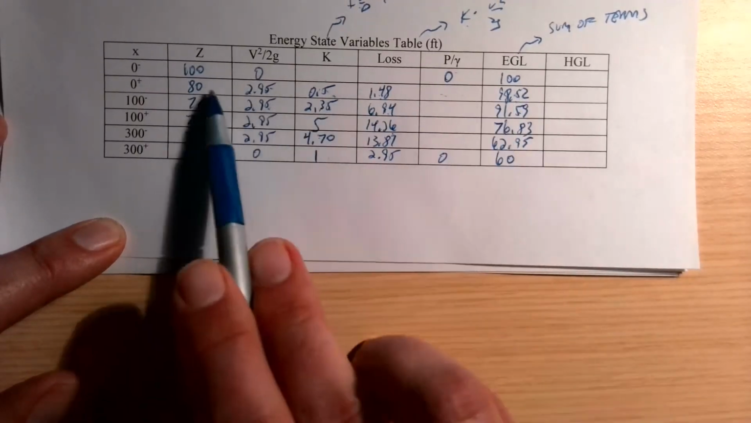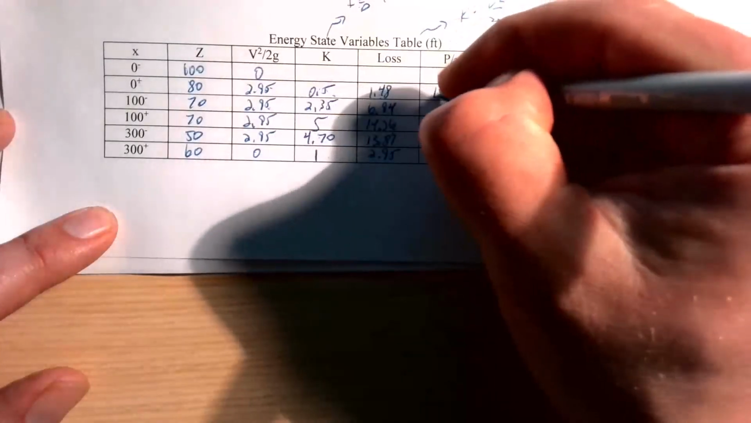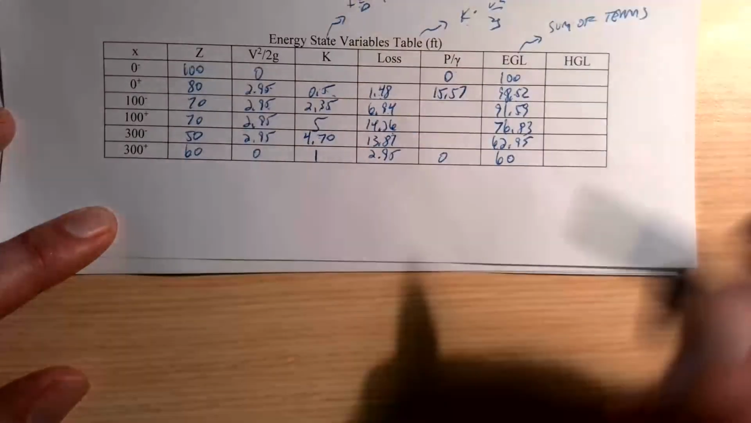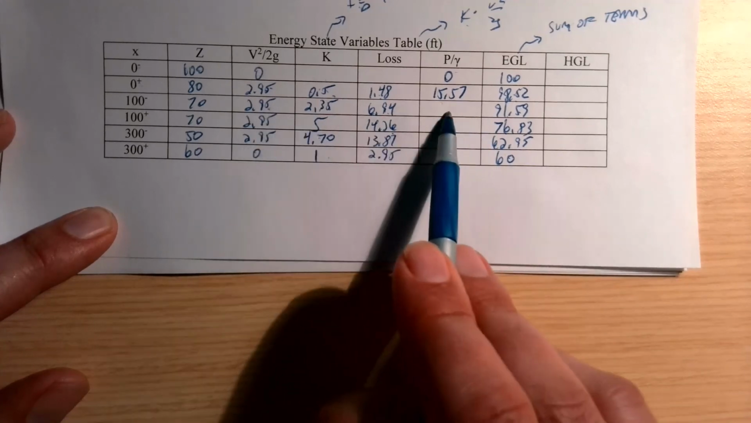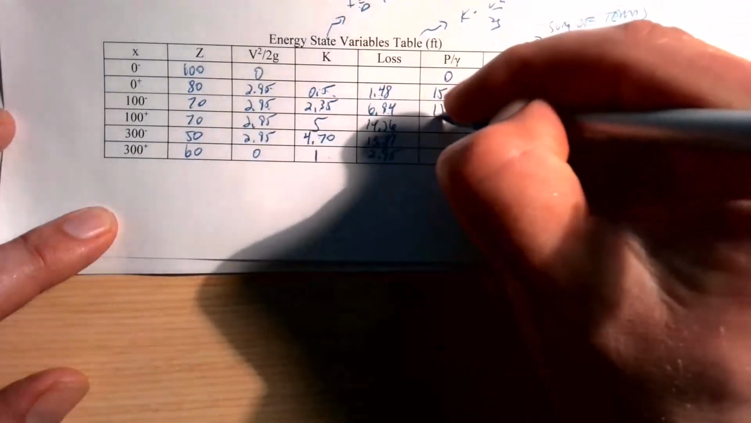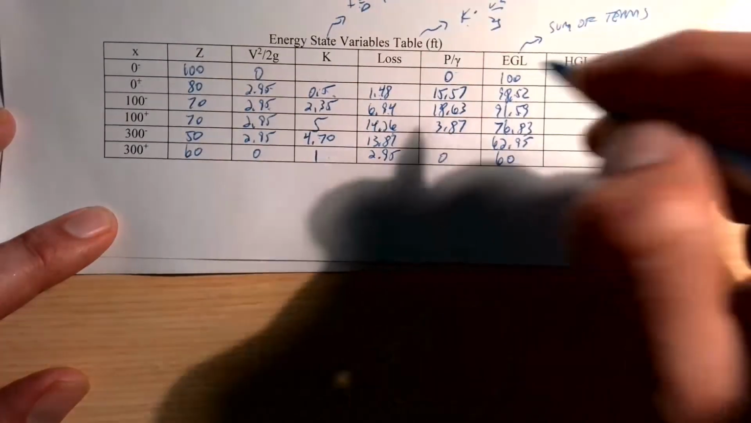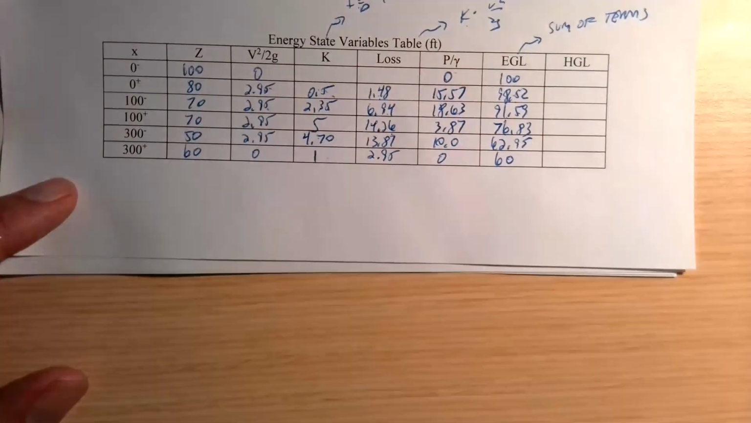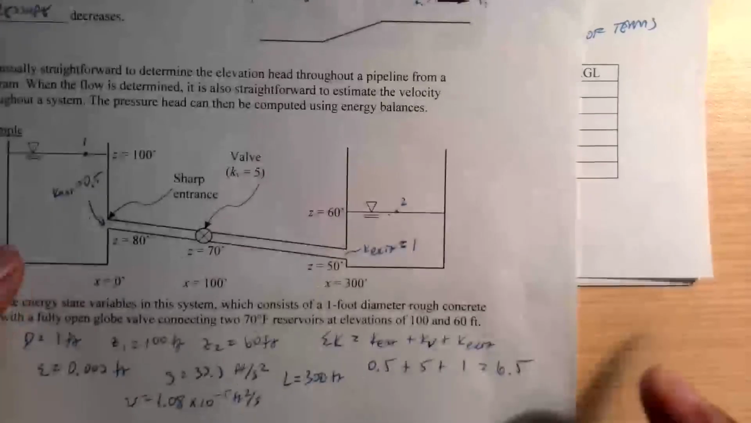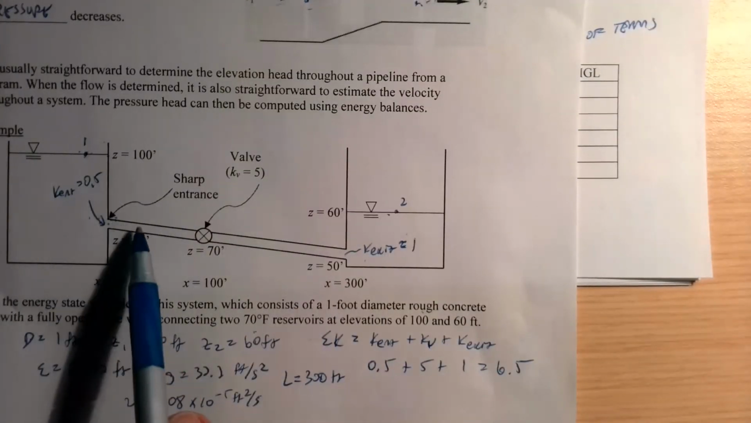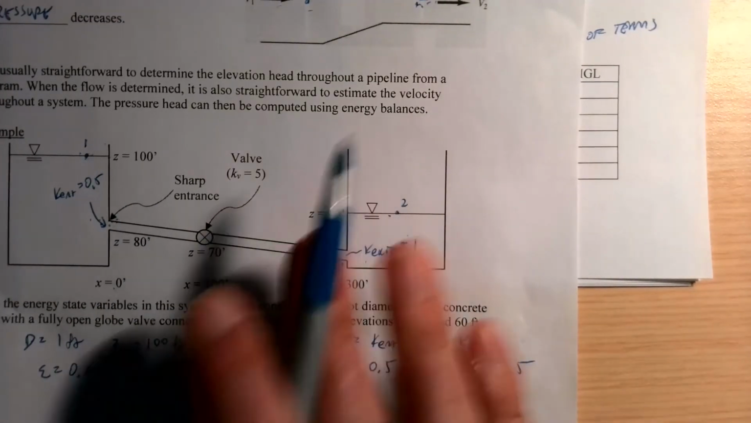So 98.52 minus 80 minus 2.95 gives me the pressure there, 15.57. 91.59 minus 70 minus 2.95 gives me 18.63. Then 3.87 and 10.0, which it's got to be because it's 10 feet underneath the surface there. Okay, so really what I'm doing is I can use an energy balance between this point and any of these other points to figure out what the pressure is there. And this is an important idea.